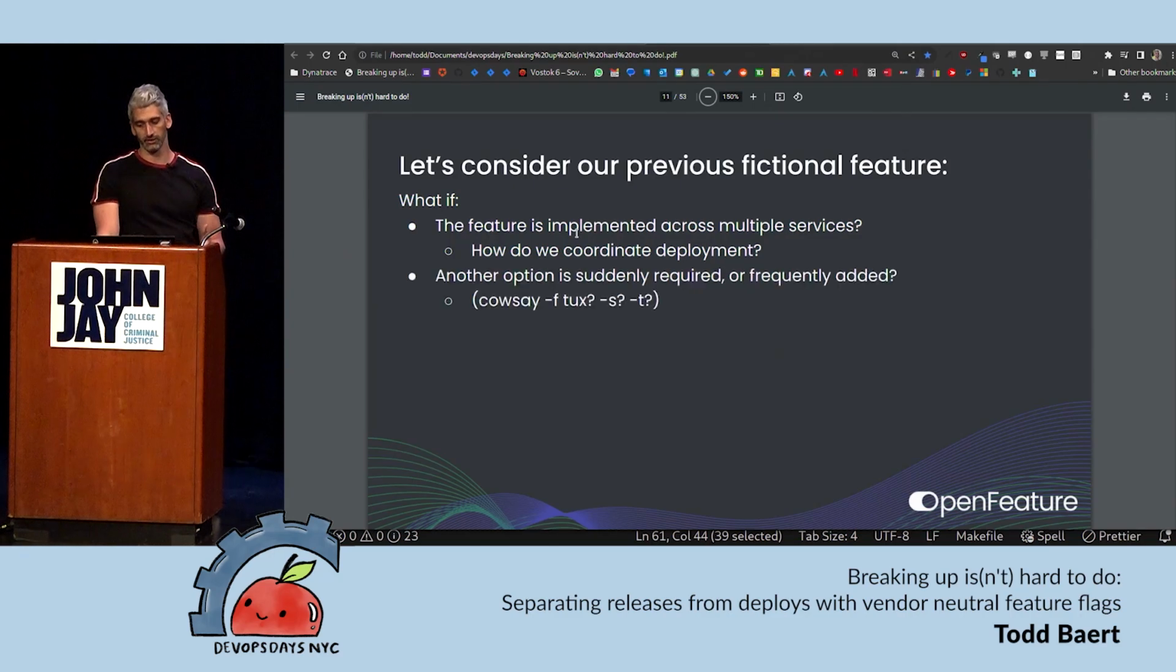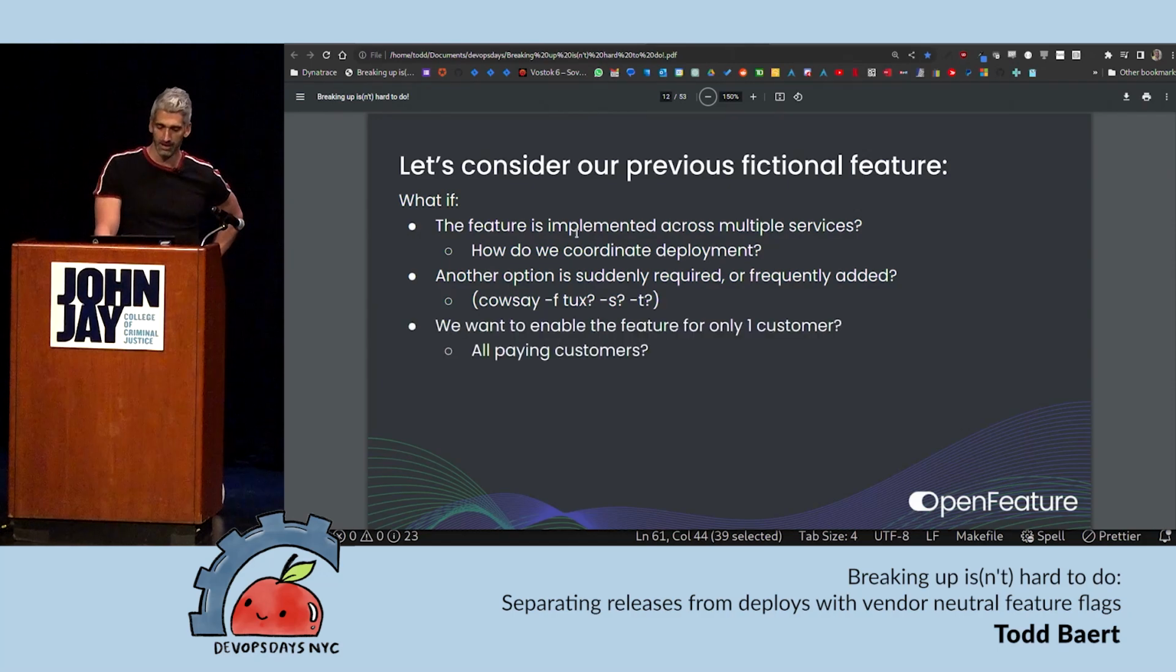What if there's another option suddenly required? What if it's not just a Boolean now? Like, what if we want additional options? I don't know if you're familiar with cowsay, but there's a formatting option, and you can make Tux, the little Linux penguin mascot, say your message instead of a cow. There's also -s and -t. I won't go into all the cowsay options. You can read the manual if you're interested.